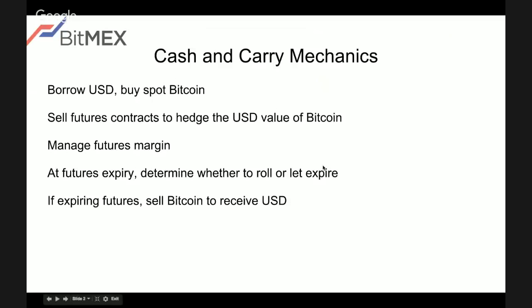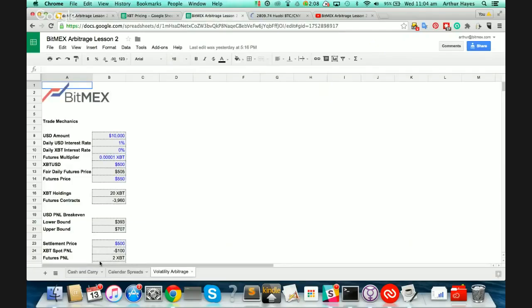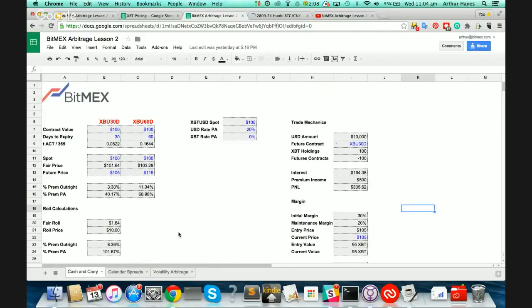Now, please go to the spreadsheet, the Arbitrage Lesson 2 spreadsheet, and the cash and carry tab. So right now I've mocked up 2 fake futures contracts, a 30-day and a 60-day futures contract. Each contract will be worth 100 US dollars of Bitcoin at any price. This is the inverse futures contract structure that we discussed in lesson 1. And each one has 30 and 60 days to expiry.